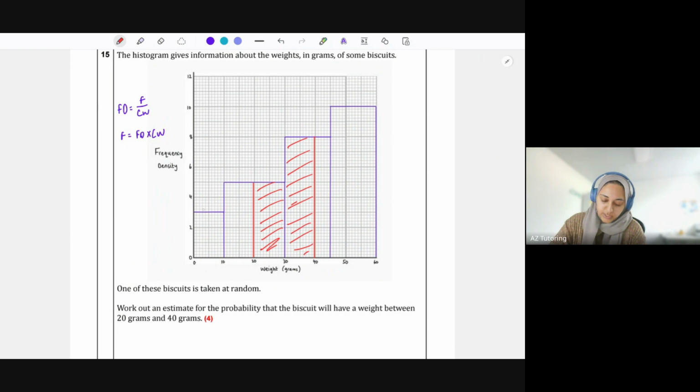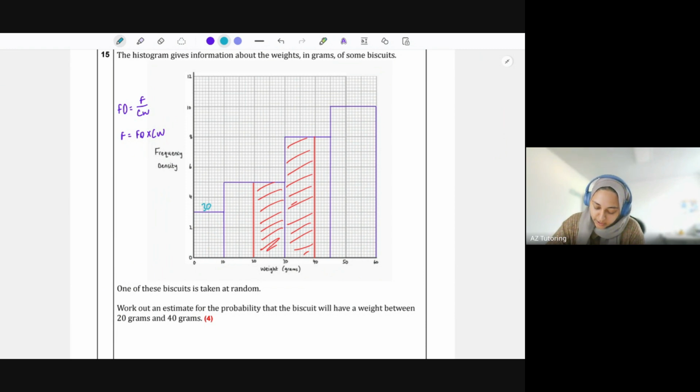So this first one here, I'll do it in blue. We've got 10 as a class width, and well, we're working out frequency. So we need the frequency density and we're timesing it by the class width. So we've got 3 times 10, which is 30 for that first one. Let's do the next one.